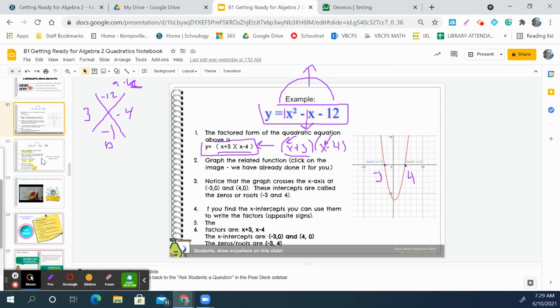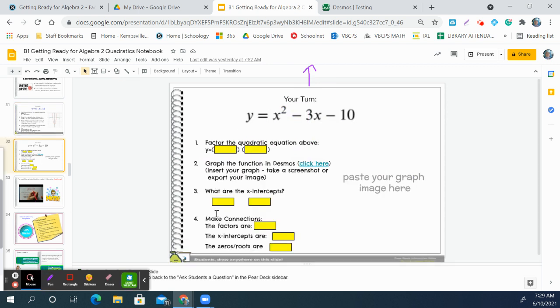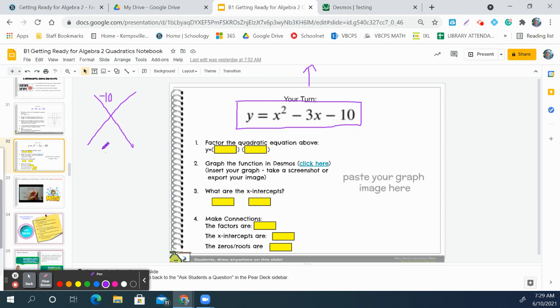Okay? Nothing really to do on this page, but here we've got to fill in some blanks. So again, how do I factor this? What question do I ask myself? What multiplies to what and adds to what? Multiplies to negative 10 and adds up to negative 3. So what multiplies to negative 10 and adds up to negative 3? Definitely 2 and 5. Which one is negative if I want to end up with 3 negatives? The 5. So the 5 and the sum have to have the same sign.